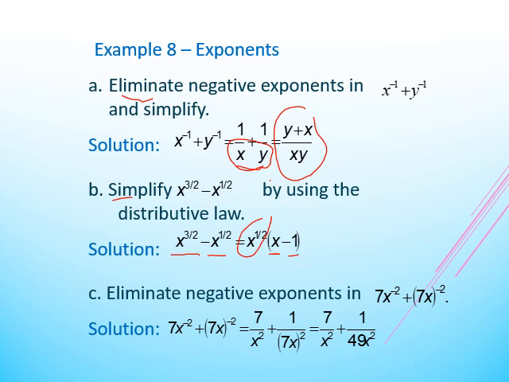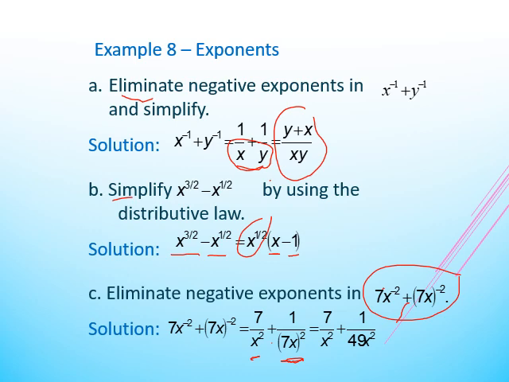Example C: eliminate negative exponents in 7x to the power negative 2 plus 7x all to the power negative 2. Take care, please. This example is very important and may be different from one to another. To eliminate the negative exponents here, we put the negative exponent in the denominator as follows: 7 over x to the power 2, and a plus sign here, and then 7x to the power negative 2 will be 1 over 7x all to the power 2.